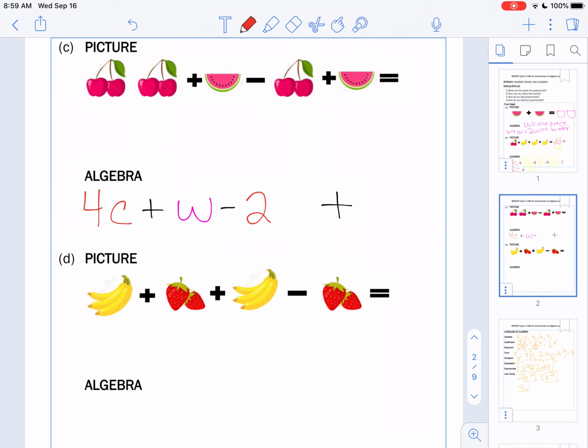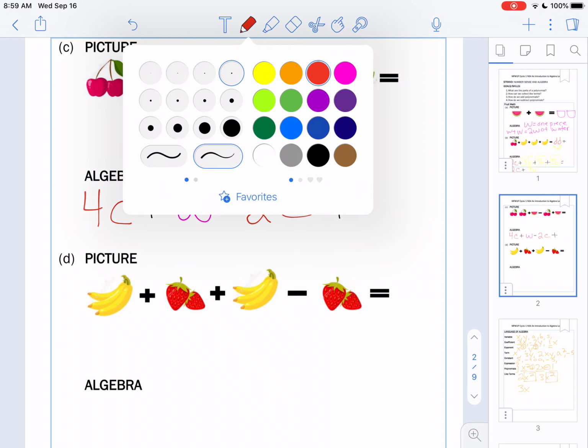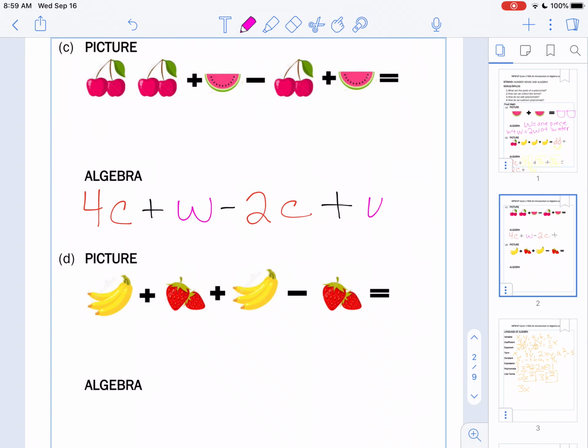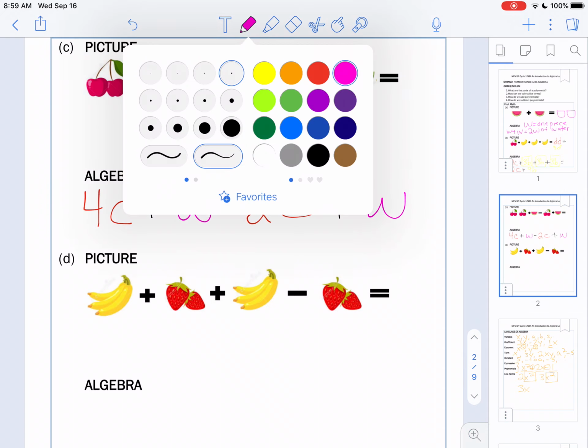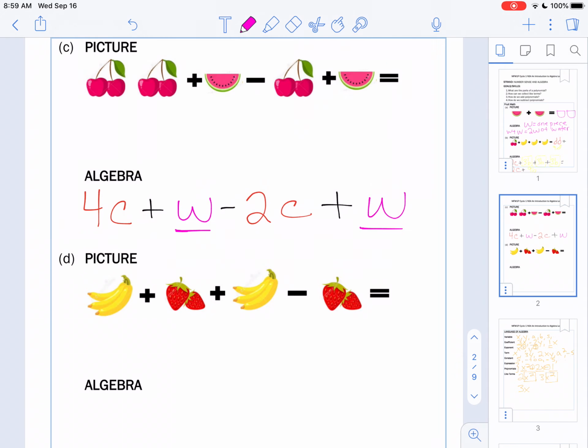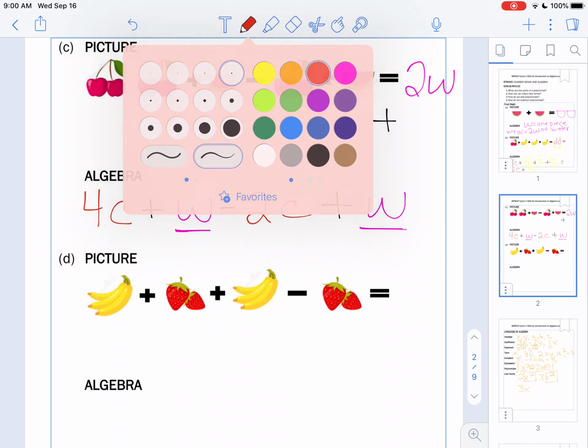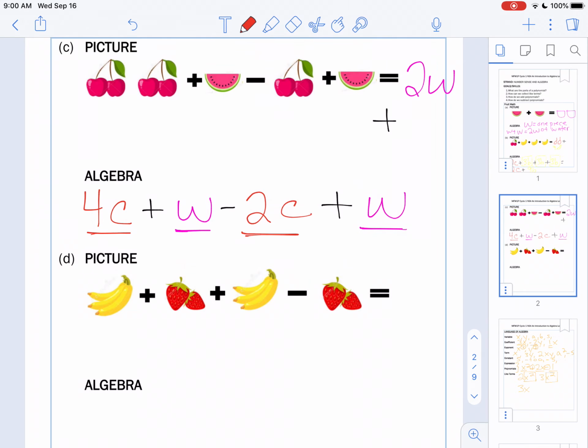So take away 2 cherries and then add 1 watermelon. So here the watermelons are like terms, so we can add W and W and we end up with 2 watermelons. The order here doesn't matter because we're adding the terms together. And then we've got 4 cherries and we're taking away 2 cherries and they're like terms. So I can get rid of 1 set of cherries or 1 group of cherries. So I'm left with 2 cherries, 4 minus 2.